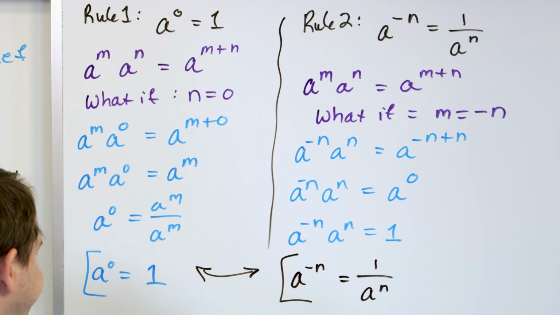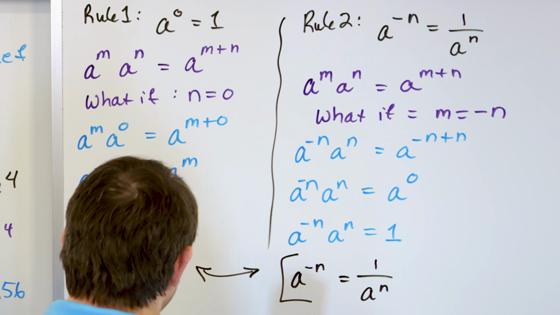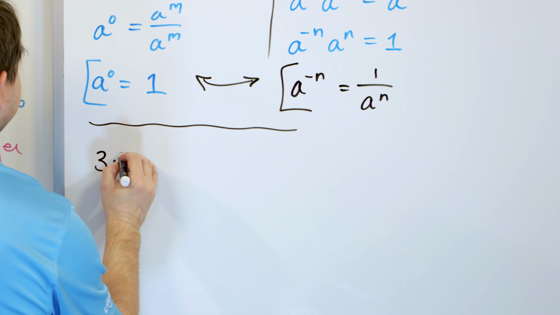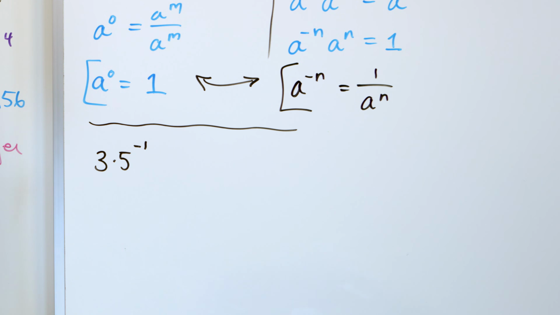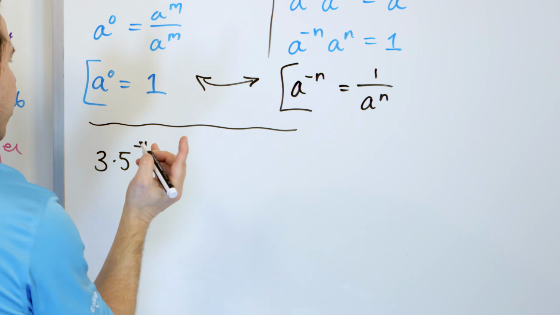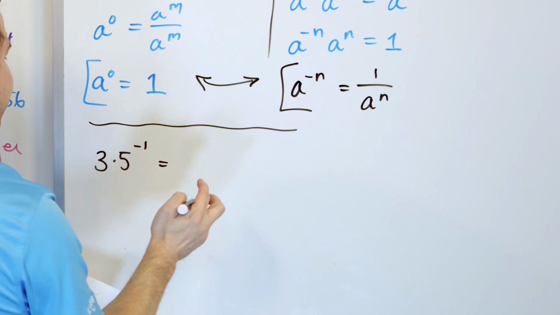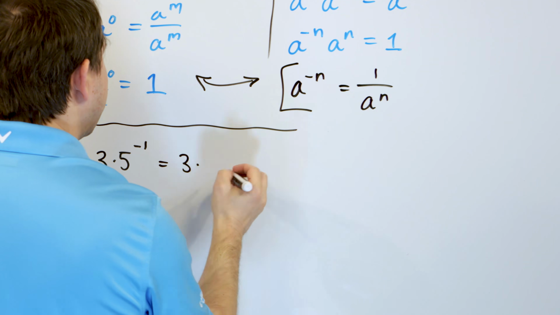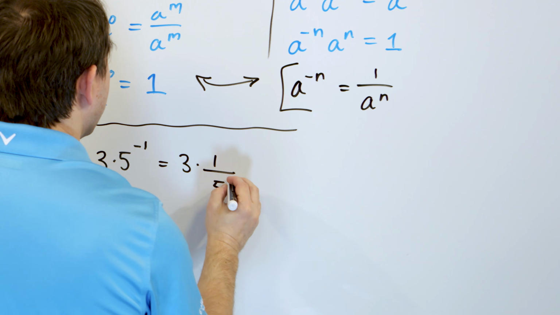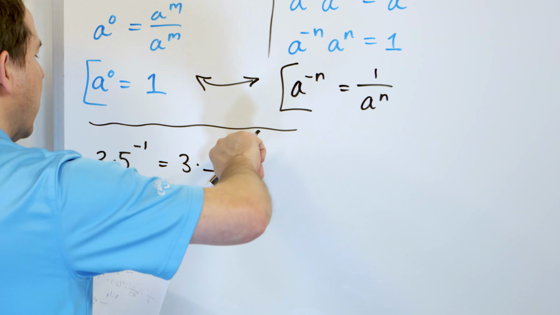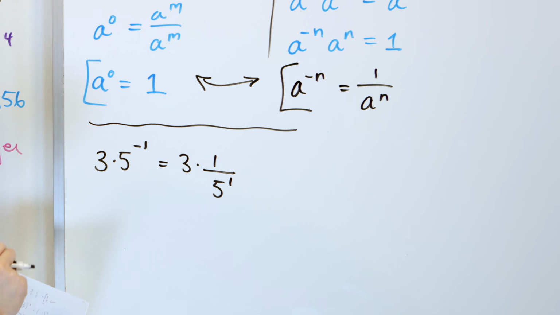Let's do the first one on this board right here. What if we have a very simple, basic problem. What if we have 3 times 5 to the negative 1, right? We cannot add these exponents because we have different bases, right? But what we do know is that when you have a negative exponent, we write it as a fraction. So this is going to be 3 times, what did we say? 1 over the positive version of that exponent, which was negative 1, now becoming positive 1 once we move it downstairs.